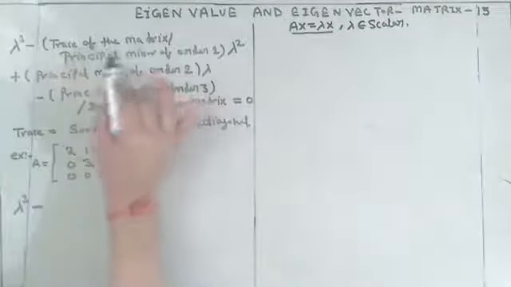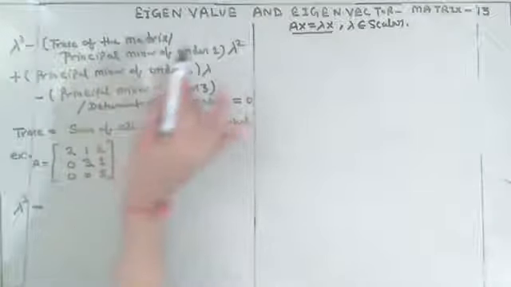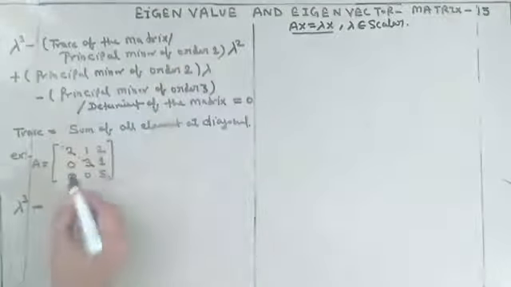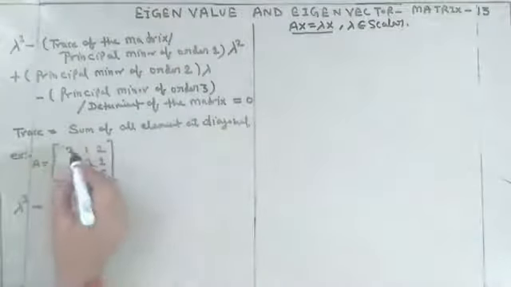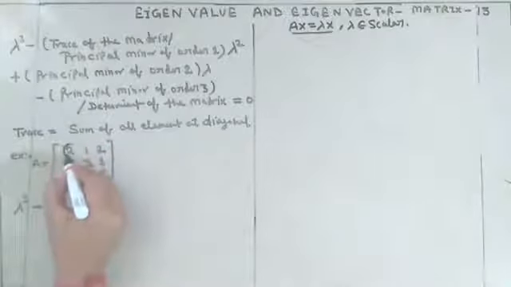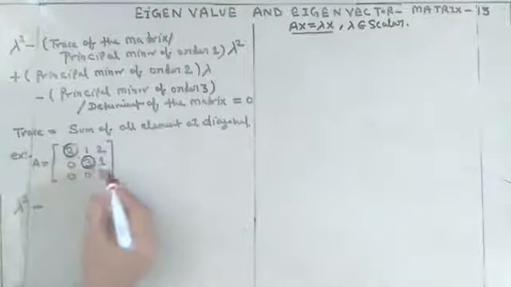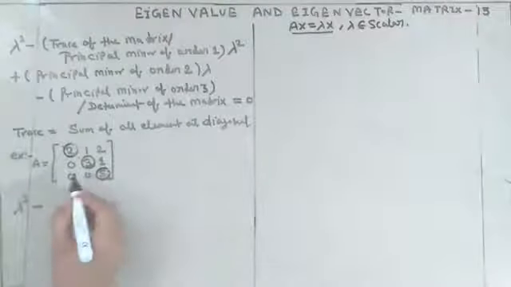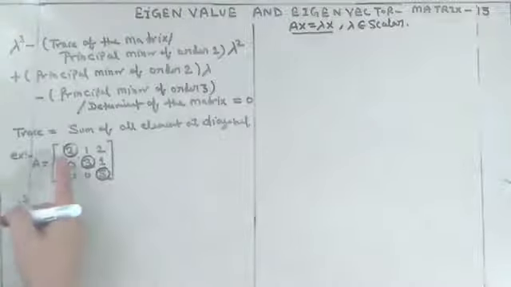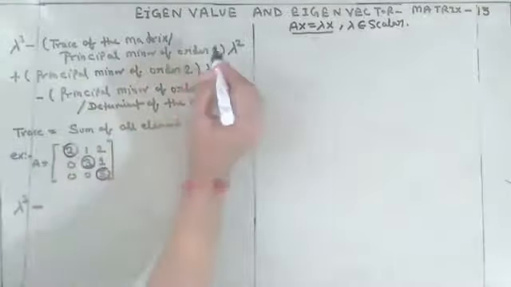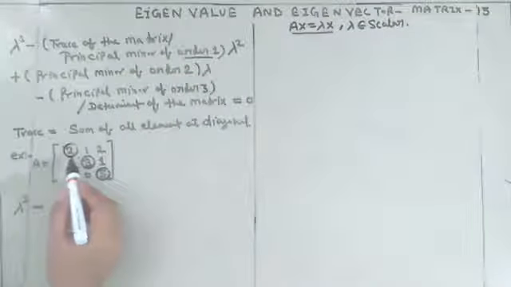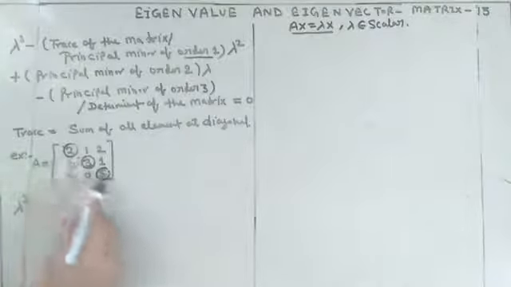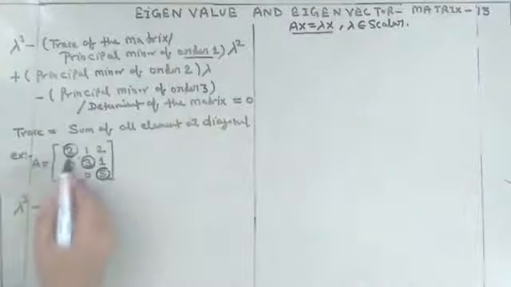So the trace of the matrix, or principal minor of order 1. I will explain what principal minor of order 1 means. It means you have to take the elements that are on the diagonal. There are only 3 elements, this one, this one and this one. You make a 1 into 1 matrix from each diagonal element. Minor of order 1 means take a 1 into 1 matrix from the diagonal, so that is 2, 3, 5.